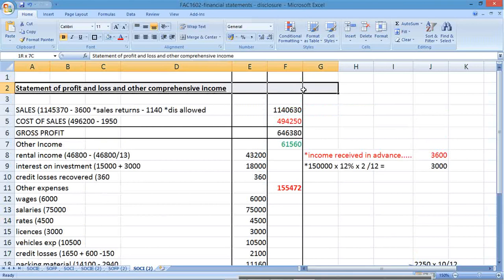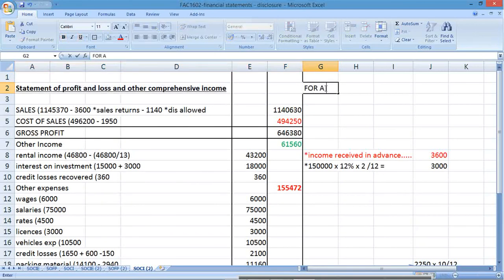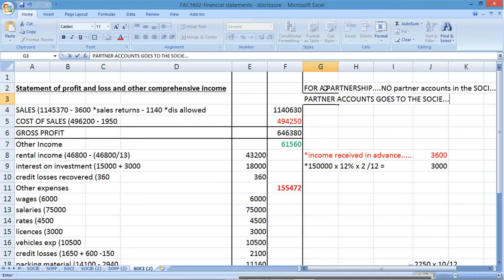Okay, this is the statement of comprehensive income. So for a partnership, no partner accounts in the statement of comprehensive income. So will you show a partner's salary in this? No, you wouldn't. Because where does that go? The statement of changes in equity. Yes, but then it's like partner A, partner B, partner C, they each get their own column. Exactly. With the sole proprietor, it's only one capital. You seem to be quite good with the theory related to the partnership, so I think it'll be fine.